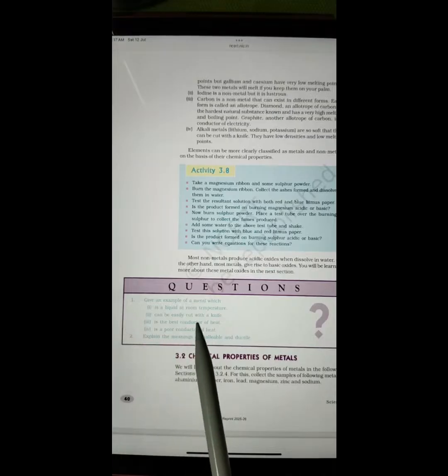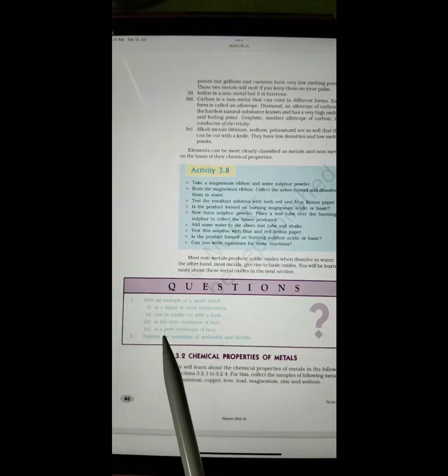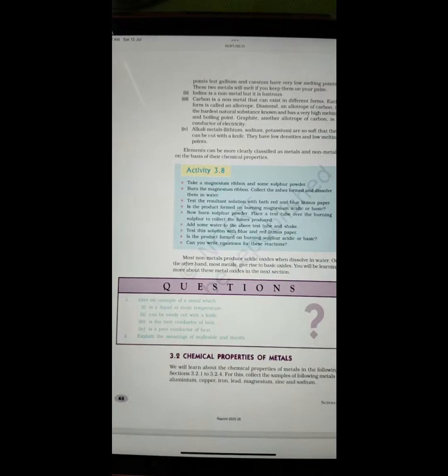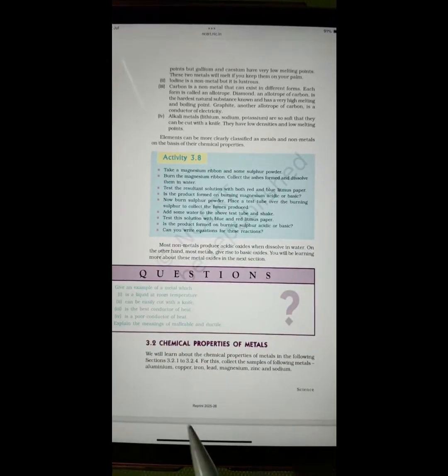Question 1. Give an example of a metal which: first, is a liquid at room temperature; second, can be easily cut with a knife; third, is the best conductor of heat; fourth, is a poor conductor of heat. Question 2. Explain the meanings of malleable and ductile.